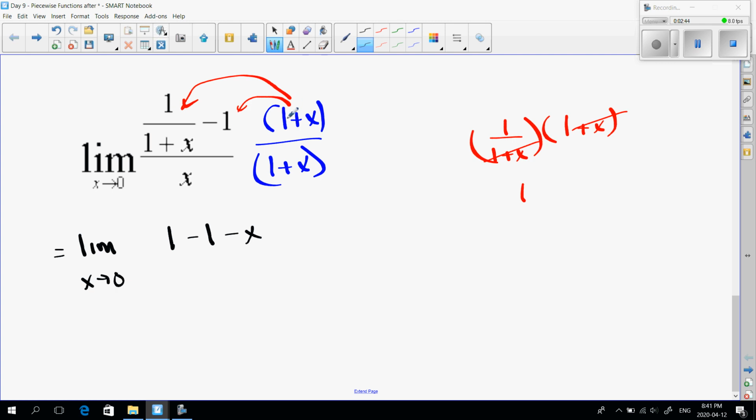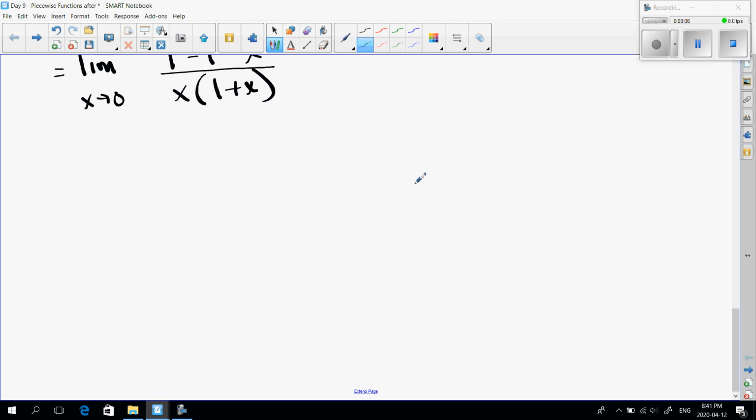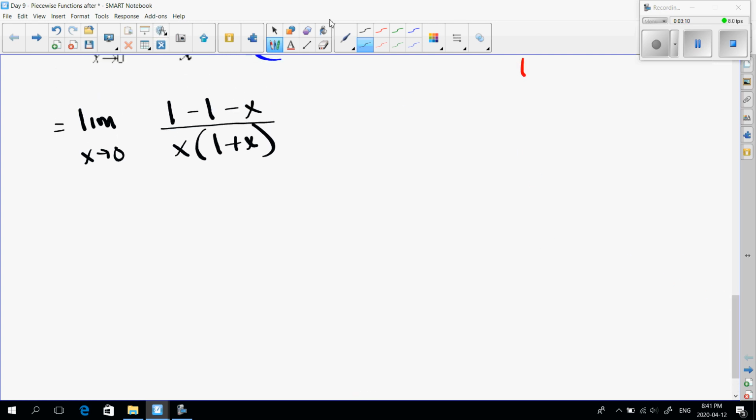So I've just multiplied this 1 plus x by this negative 1. Negative 1 times positive 1 gives me negative 1. Negative 1 times positive x gives me negative x. In the denominator, I'm going to leave it as x times 1 plus x. Again, I don't want to multiply that out. I want to leave it in its factored form. I'm hoping that some factor in the numerator and denominator will cancel away. And once we simplify the numerator, I think you'll see what is going to go away.